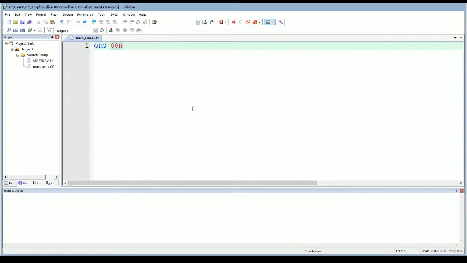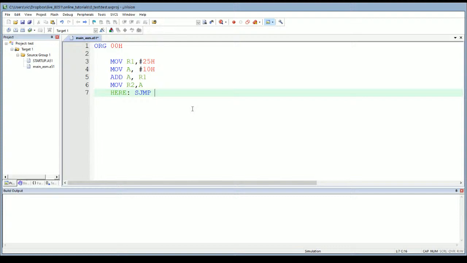Okay, coming back to the next line, we will type MOV. These are some of the basic commands, so right now you don't have to understand it much, like 35h. This is the kind of code we'll be writing. In the accumulator we type 10h, and then we add these two numbers, A comma R1. Then we move this addition with MOV R2 comma A. Then we create a label here, and we type SJMP here.